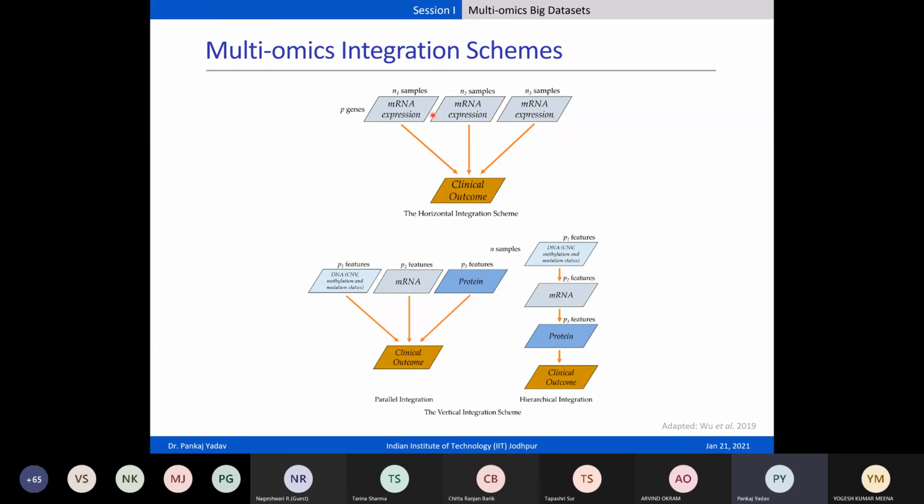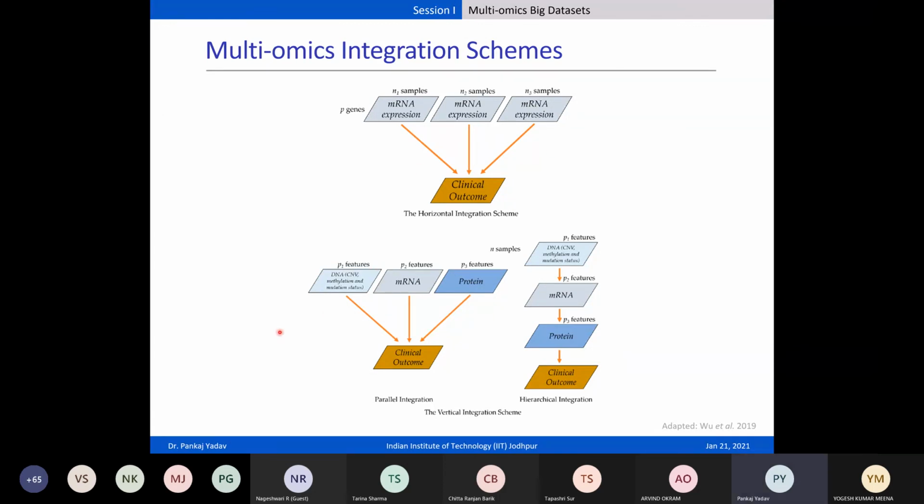So basically this kind of data is available, or we are doing analysis on a single level. Either it can be transcriptomics, or it can be genomics. There are many meta-analysis approaches that can be used for performing this horizontal integration of the data, and they can then be correlated or associated with the clinical outcome, right? So this is one type of integration scheme.